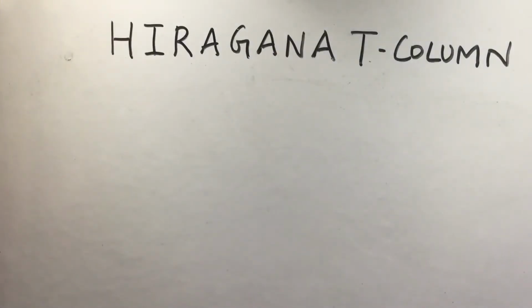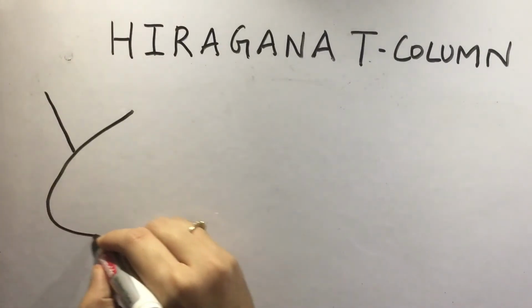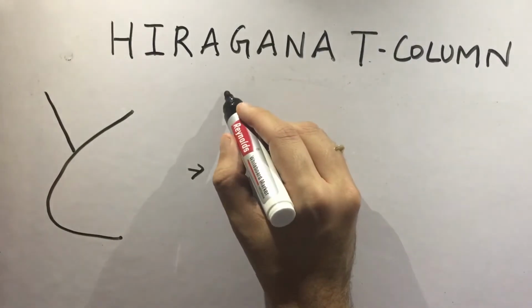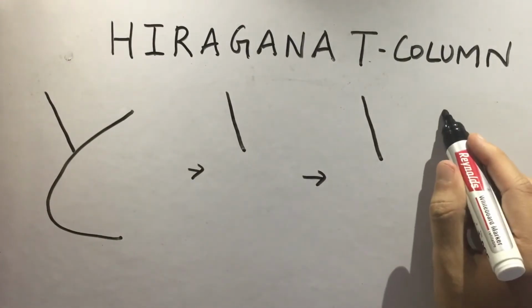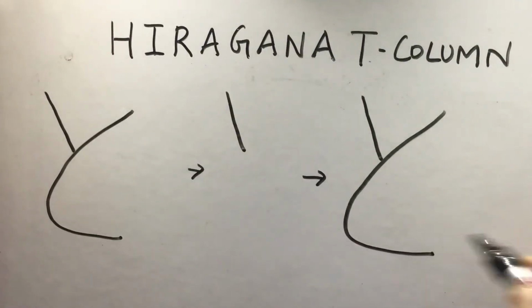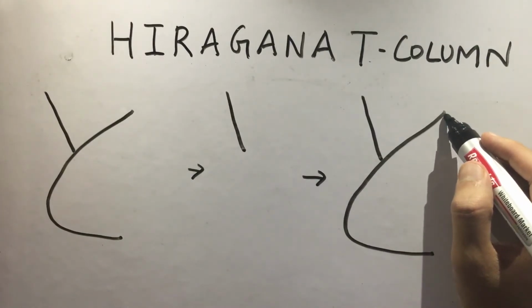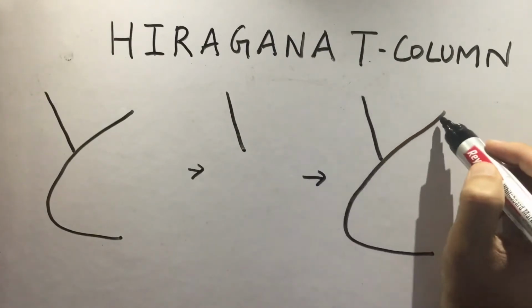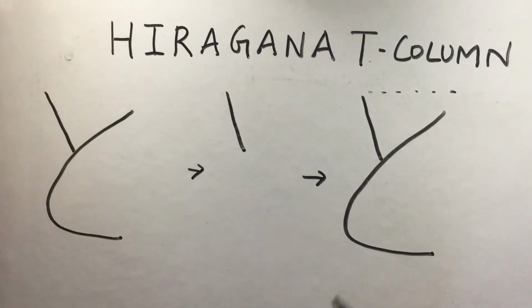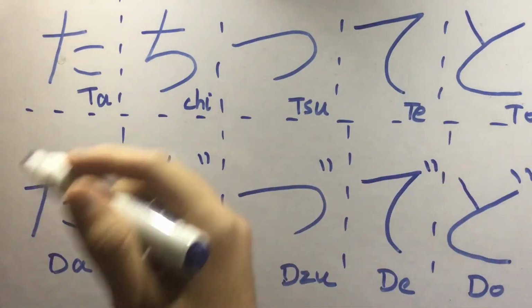Here's the fifth and the final character of the T column, which is to. It has two strokes. Here's the first stroke, which is a slanting line to the bottom right. Here's the second stroke. Nice and curved to the inside and stop here. Just make sure that the position of the beginning of the second stroke here is lower than the position of the beginning of the first stroke. This is to.